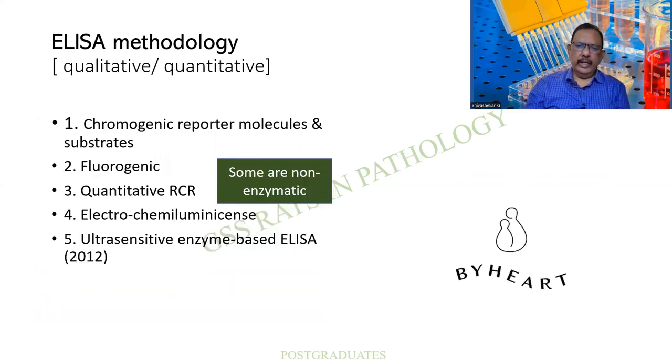So there is a quantitative and a qualitative method. I would like you to kindly learn this by heart. Chromogenic reporter molecules and substrates are there. Second one, it can be fluorogenic. Third one, quantitative RCL, electrochemiluminescence. And there is something called ultra-sensitive enzyme-based ELISA, quite latest, 2012. So some of these are non-enzymatic and some of them are enzymatic. I would like you to kindly memorize this particular list.